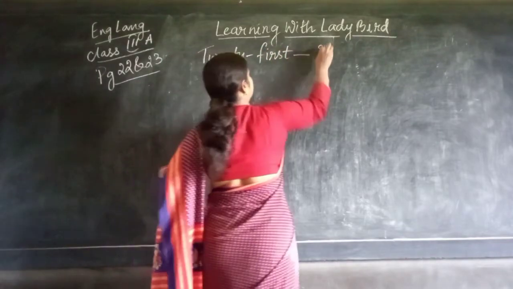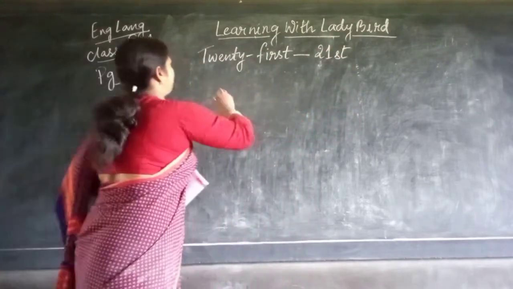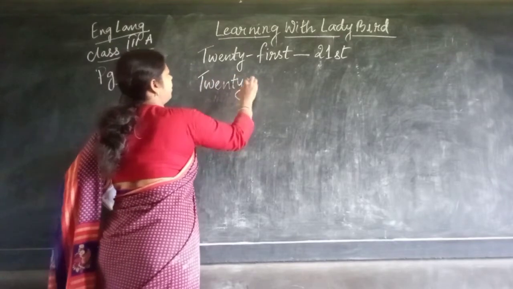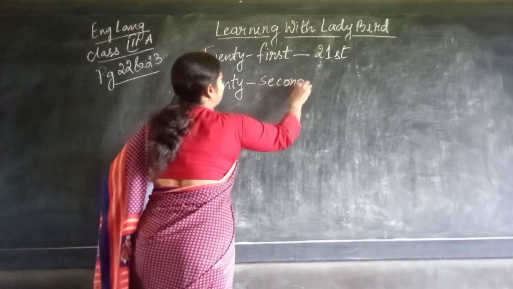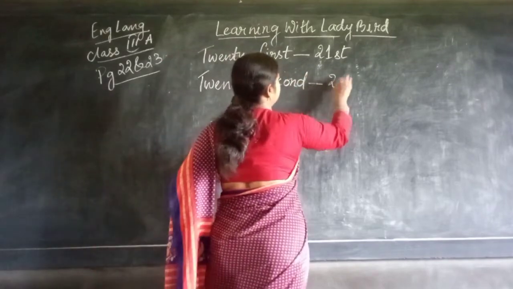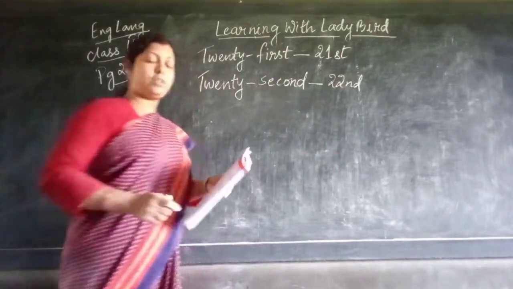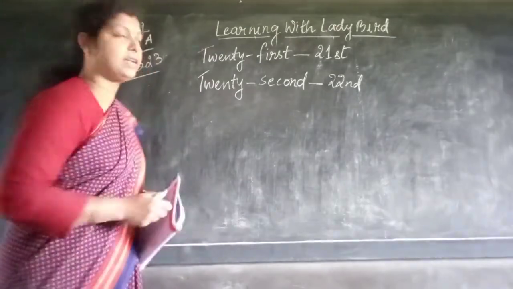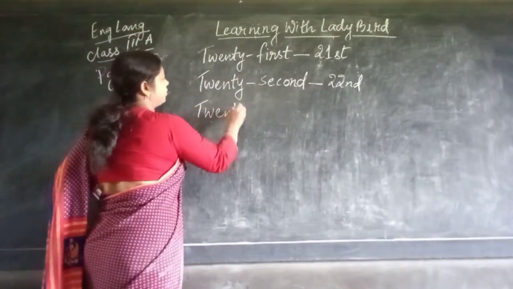21st. We'll write it in numbers also. When you see 22nd, we don't write 22. We write 22nd. 21st, 22nd, 23rd. In this way we write.